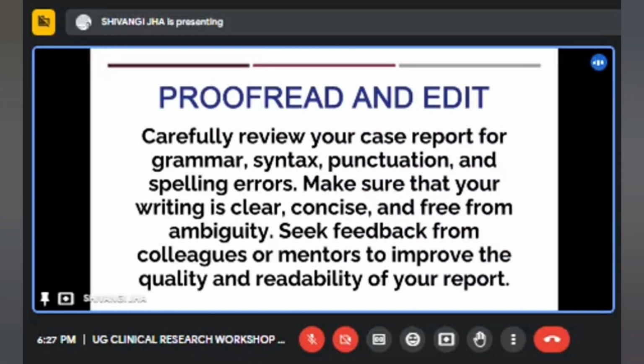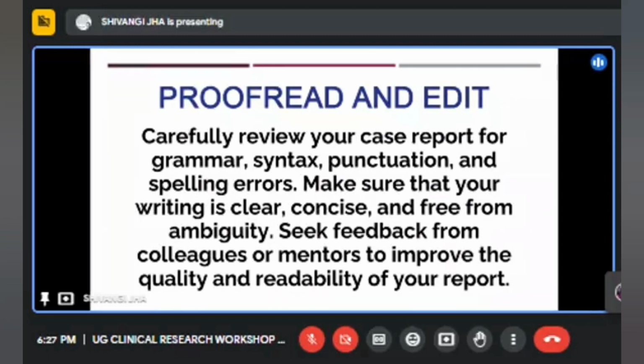Carefully review your case reports for grammar, syntax, punctuation, and spelling errors. These are where you are going to make mistakes. Use Grammarly, use more than 3-5 AI software available out there, and do a proofread, even if it means proofreading 5 to 10 times before getting this published.